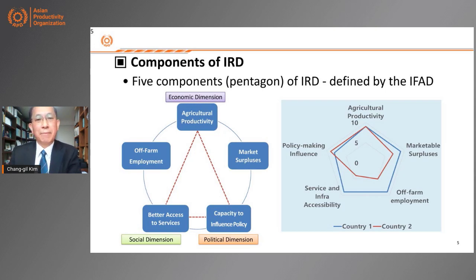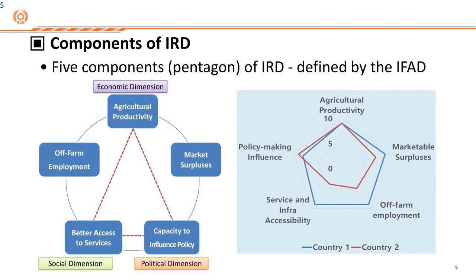This is a pentagon diagram for the ideal concept of inclusive rural development with five components. It depends on each country's different components. Some countries evaluate agricultural productivity quite well. However, in country two, service and infrastructure accessibility is low. This is my idea: different countries are evaluated differently on inclusive rural development. So everybody remember the five components in the pentagon of inclusive rural development. However, there are three dimensions: economic, social, and political.